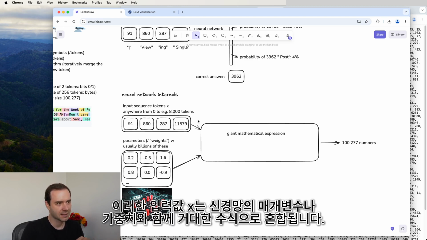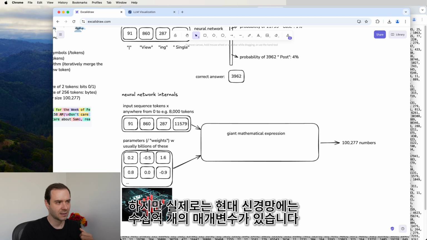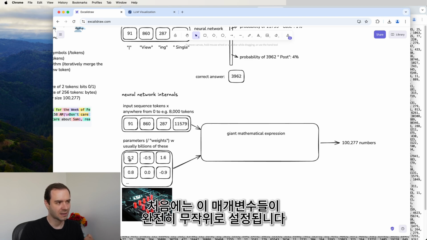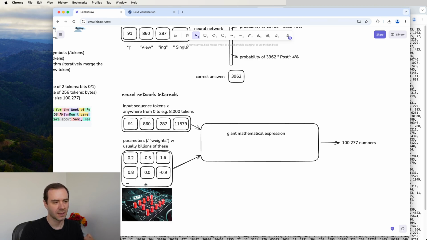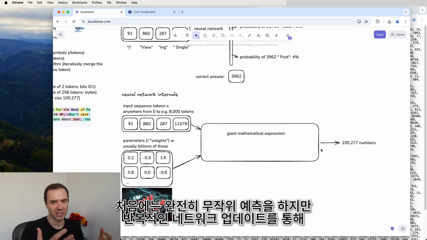Now, these inputs X are mixed up in a giant mathematical expression together with the parameters or the weights of these neural networks. So here I'm showing 6 example parameters and their setting, but in practice, these modern neural networks will have billions of these parameters. And in the beginning, these parameters are completely randomly set. Now, with a random setting of parameters, you might expect that this neural network would make random predictions, and it does. In the beginning, it's totally random predictions.